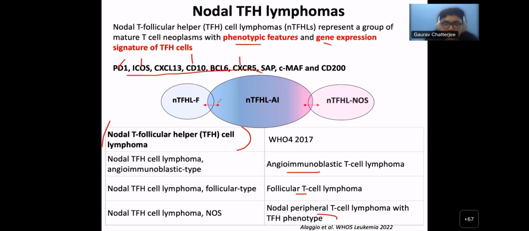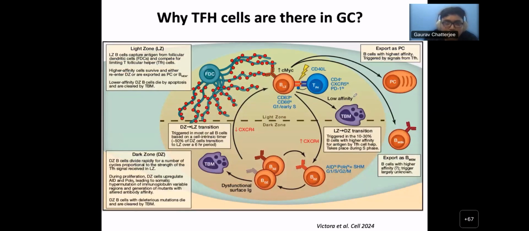Now, this is the same thing. It all comes under total TFHL, and then you can say some of them will be angioimmunoblastic type, some of them will be follicular type, and some of them will be NOS. So okay, maybe we'll just skip this slide.